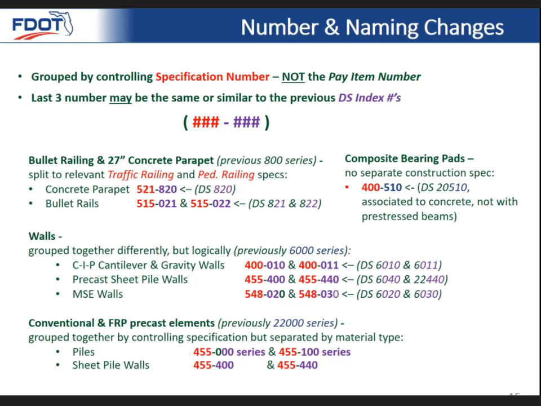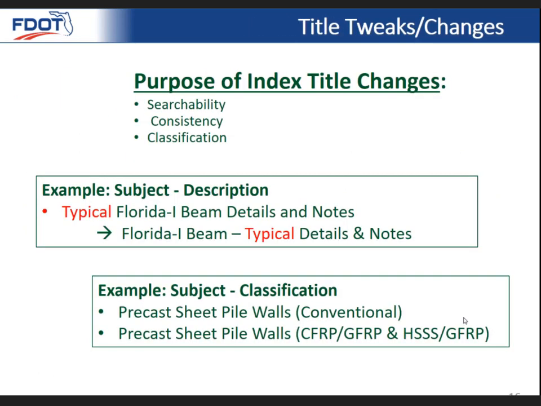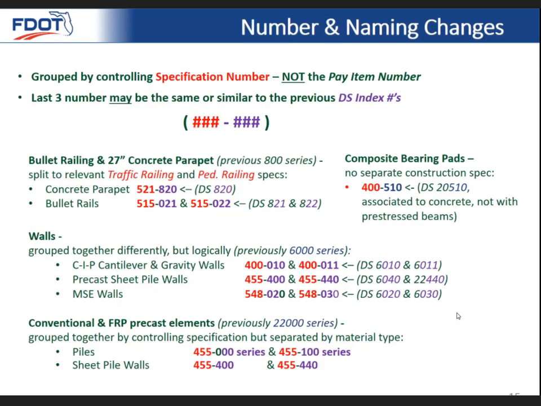Walls, they used to be grouped under the 6000 series, which all seemed logical and great, but since those components are all either cast in place concrete under 400 or pre-stressed under 455 or even MSE walls under 548, they all get segregated. Those are not bridge standards, so they're actually in the standard plans for road construction. So that's another thing you have to be aware of when you're hunting for a particular standard, that you're in the right group.